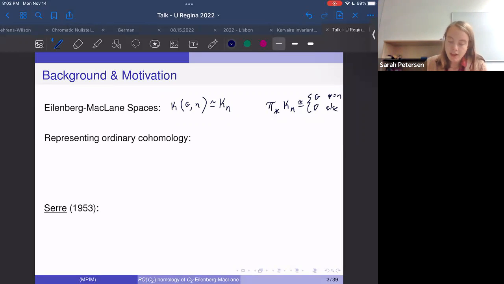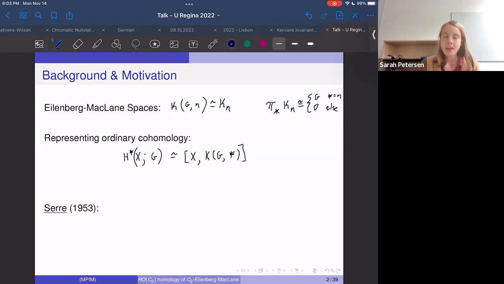And these spaces have the property that they represent ordinary cohomology. So if we're looking at the cohomology of some space X, this is going to be equivalent to the homotopy classes of maps from X, and here I should specify the coefficients, into K(G,star). So these spaces have very, very simple homotopy, but computing their homology is much more challenging.